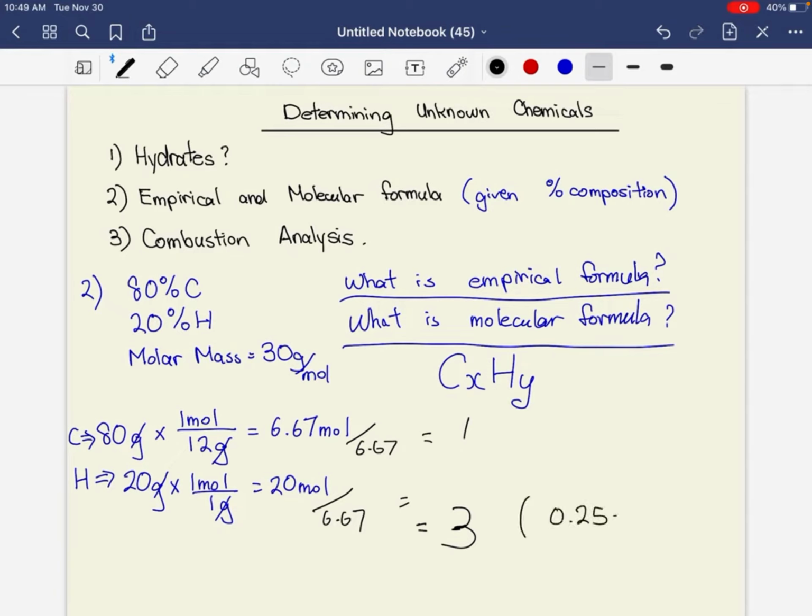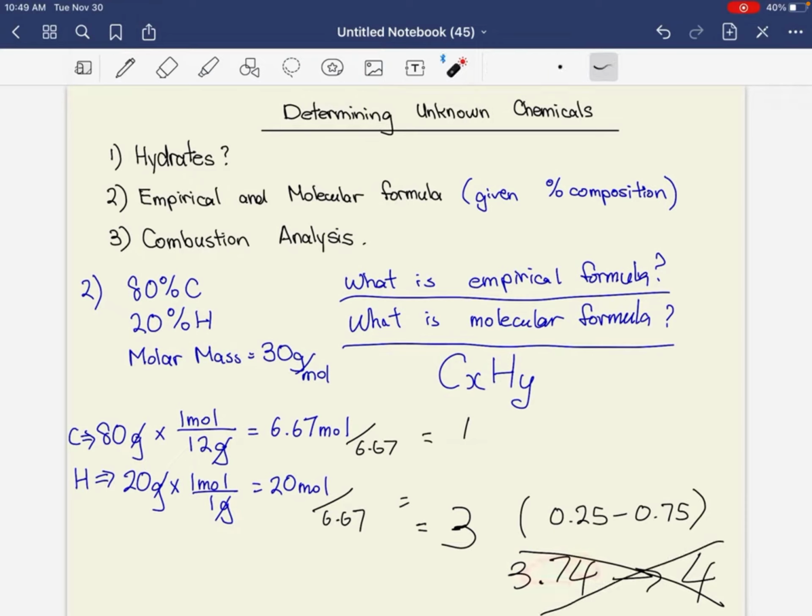Okay? But in this case, we're lucky enough that 2.99 was a roundable number to be 3. So if you have 3.26, hey, that ain't 3. Ain't 3, man. If you have 3.74, I mean, that lies between the two numbers. That ain't 4. Ain't 4. So be careful here. Okay?